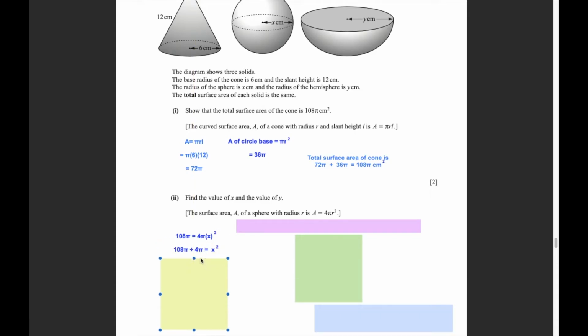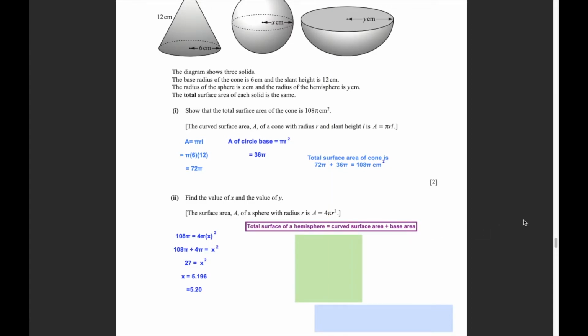So 108 pi, we're going to move this 4 pi to the other side. So we're going to do the opposite operation. So here it was multiplication, so on this side, it's going to be division. So 108 pi divided by 4 pi. The pi's cancel out, so we'll end up with 27. Now, if we want x alone, we're going to take the square root of 27, and that would be 5.196. I'm going to round it to 2 decimal places because in this case, it will give us 3 significant figures, which is 5.20.